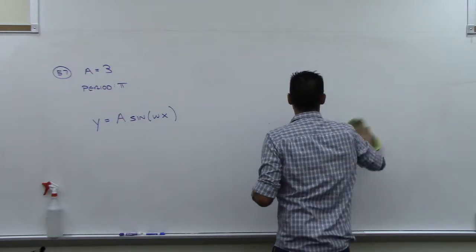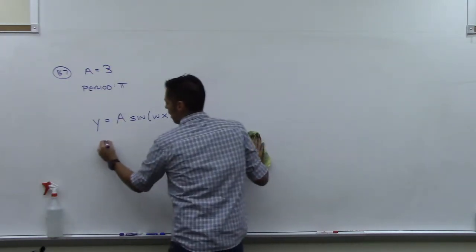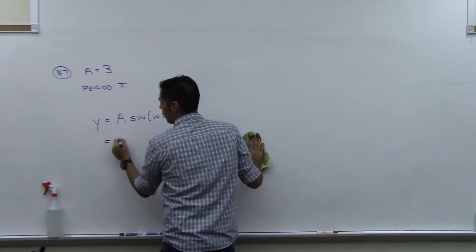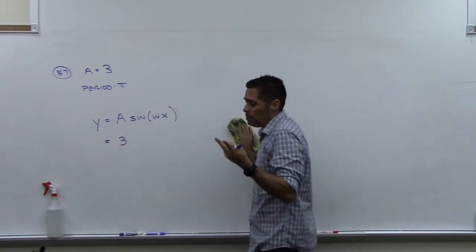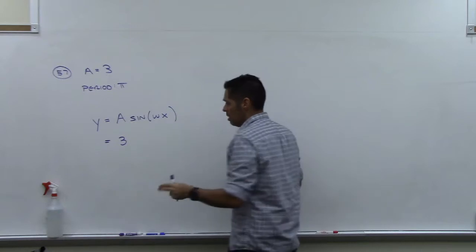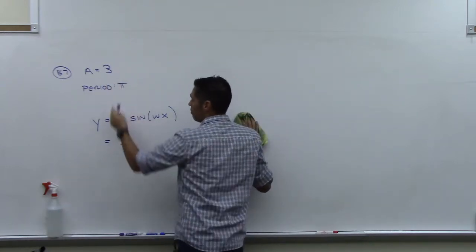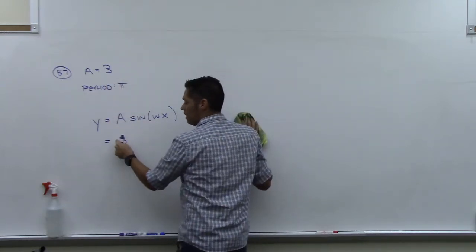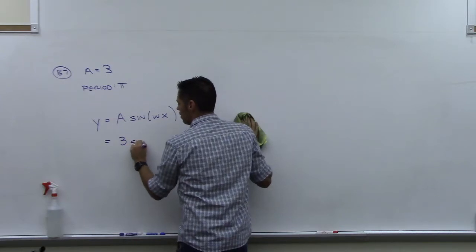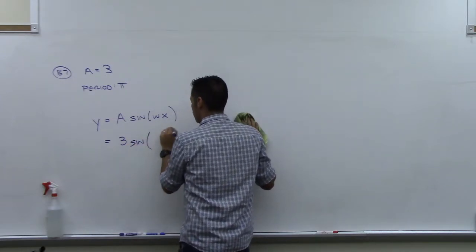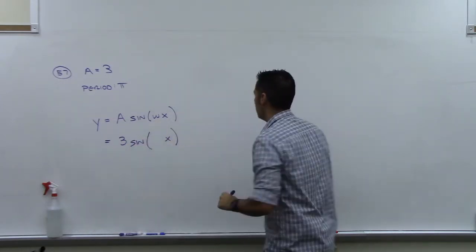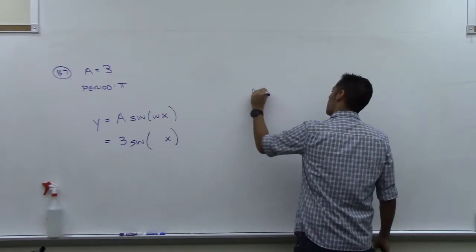So we know right away that a can either be 3 or negative 3, and there's 2 possible answers for this problem. You could use a negative 3 and the amplitude would still be 3. So this could be positive or negative 3, up to you. Then sine of omega x. Now the question is, what is omega? So you go back to the definition of omega.